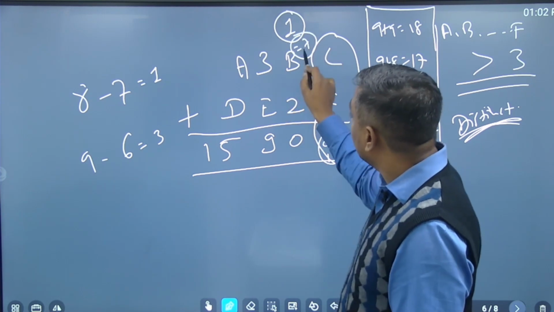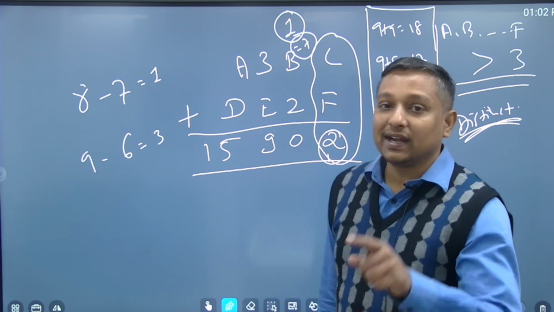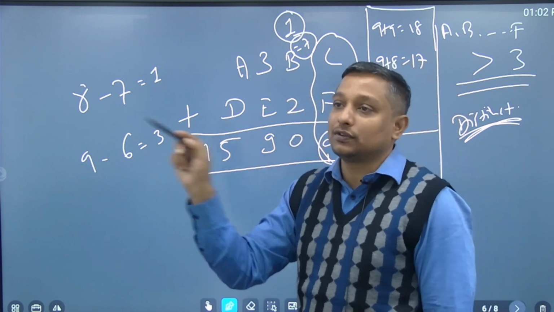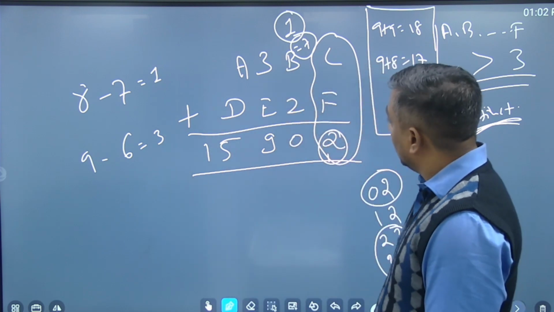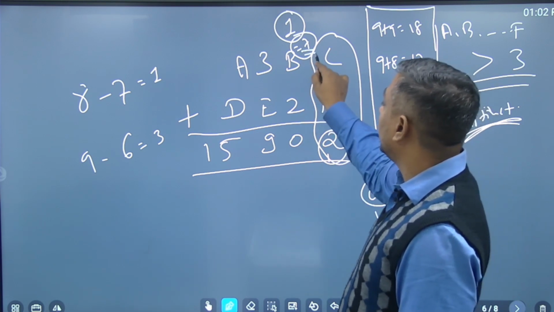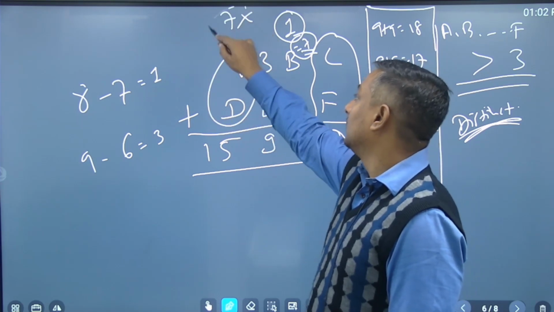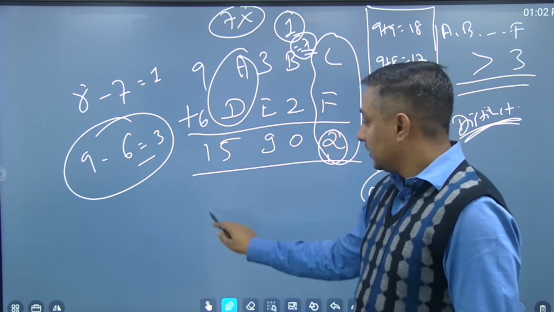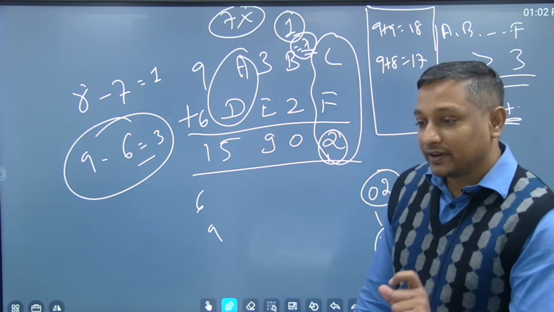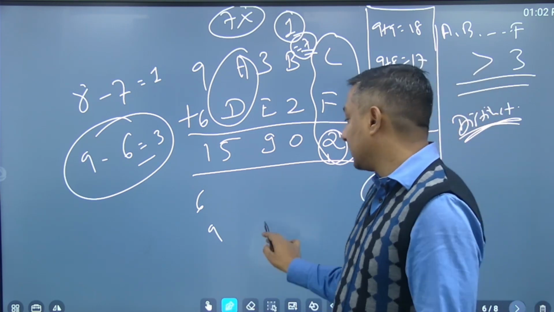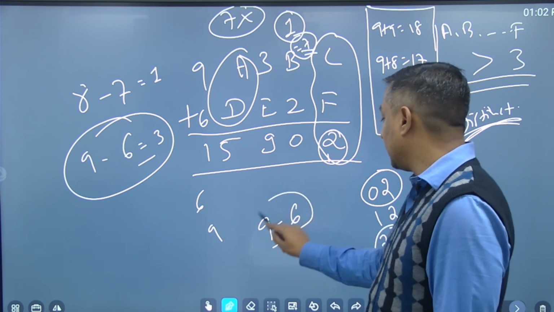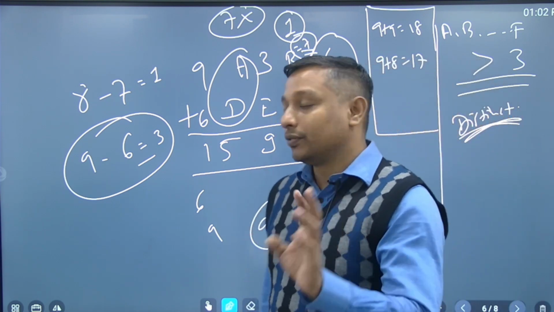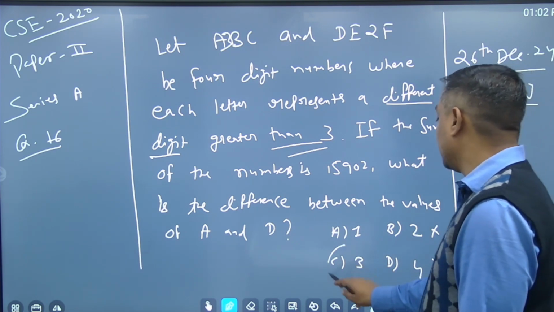Why is it so? Because 7 plus 1 is 8, 2, then 0. Sir, why can't it be 20? To keep it 20, I would have to put B as a 2 digit number, which is not possible. Once 7 is already there, no other value can be 7. That means there remains only one option, 9 and 6. They have to be 9 and 6, or 6 and 9, and the difference between A and D is a positive value they are considering. So the difference between A and D, 9 minus 6, is going to be 3. This is the most accurate answer: 3.